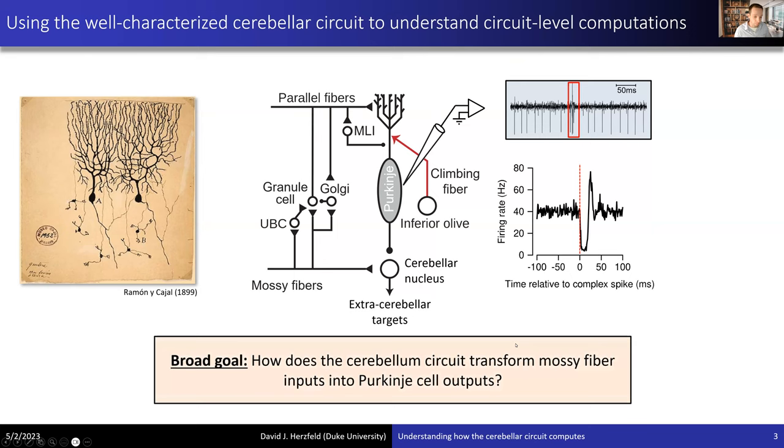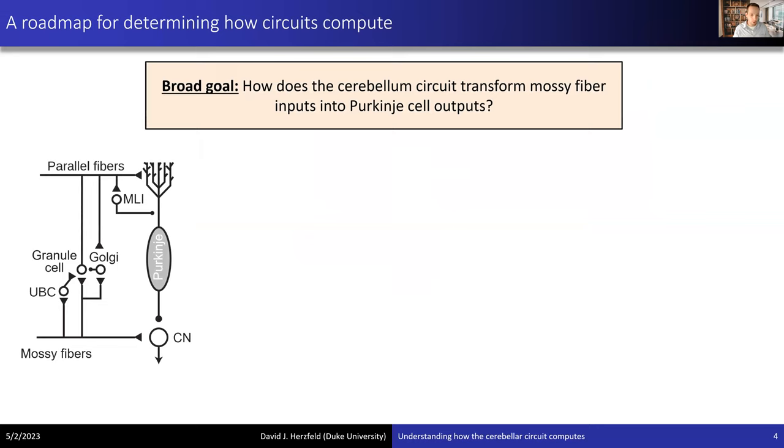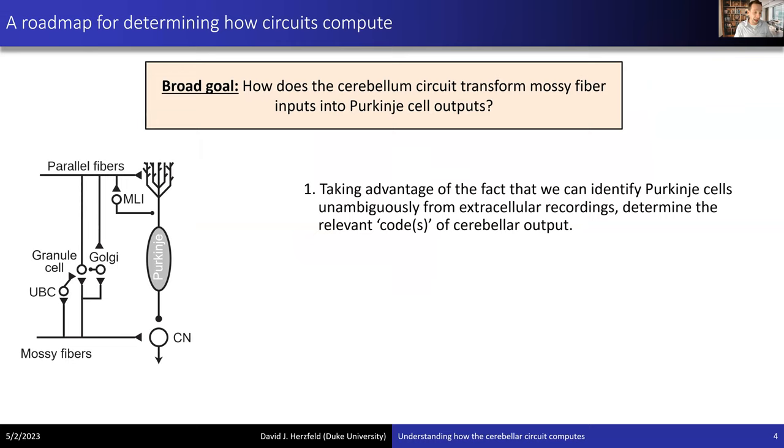And so our broad goal today is to begin to answer the question, how does the cerebellar circuit transform mossy fiber inputs into Purkinje cell outputs? And I want to give you a little bit of a roadmap for how we're going to get there, because it's going to take us through some twists and turns. So the first thing we need to talk about is we need to be able to understand what the output of the cerebellar circuit is. What are the codes that Purkinje cells communicate to downstream areas with? Because if the code, for instance, is a rate-based code or some other code, that's going to inform how we want to analyze the upstream activity of these other sorts of neuron types. We're first going to use the fact that we can identify these Purkinje cells to understand how they're transmitting information to downstream neurons in the cerebellar nucleus.